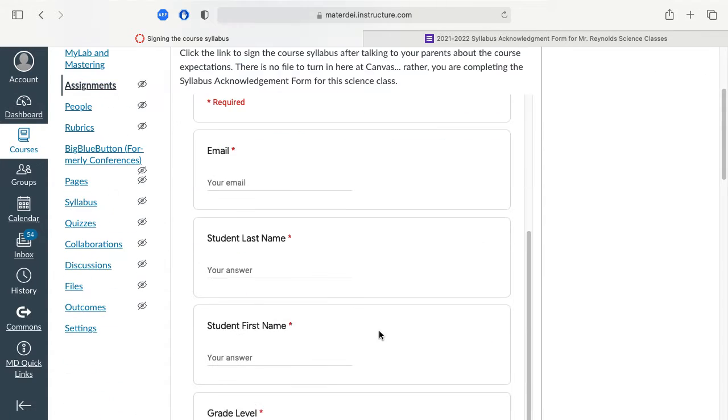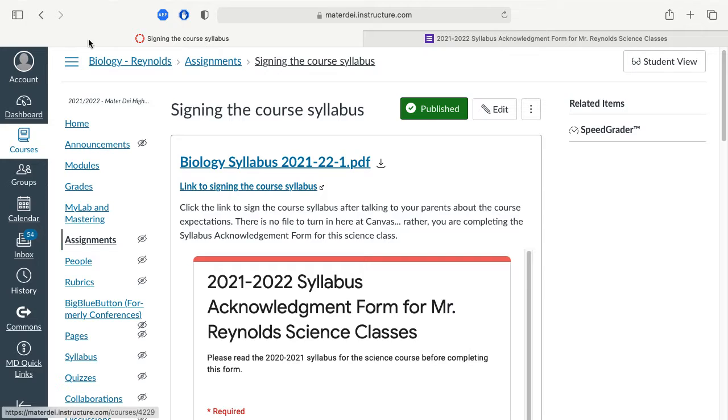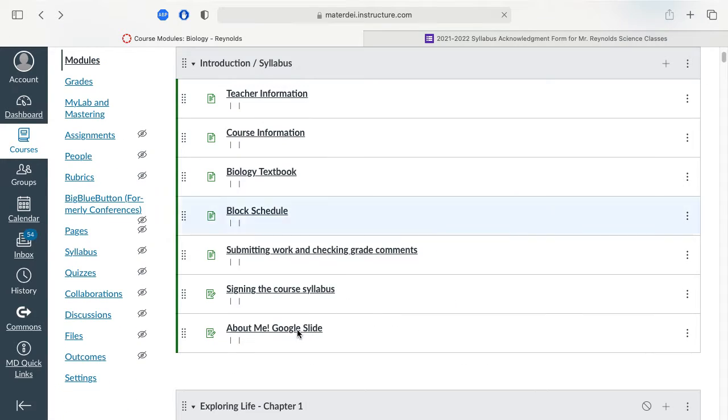You could fill in the form right there or click it up there. You only have to do it once. There's nothing else to turn in at Canvas for the syllabus.